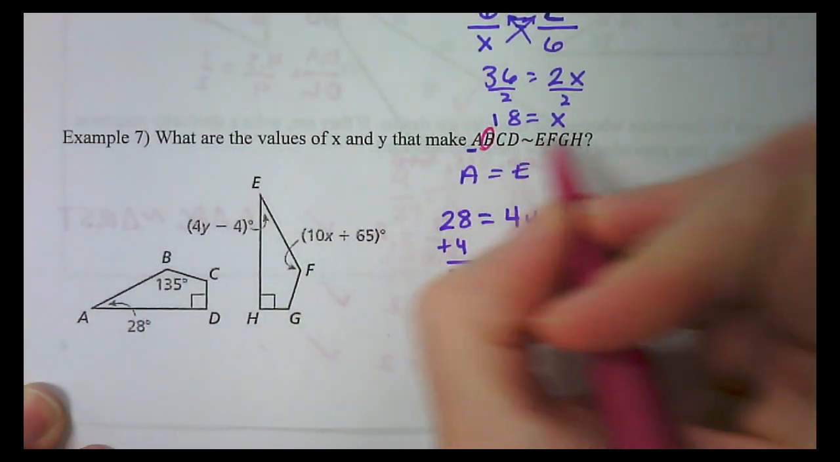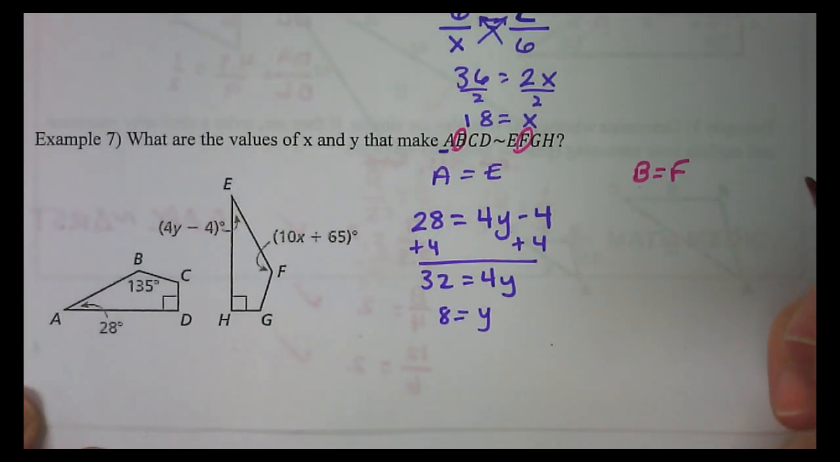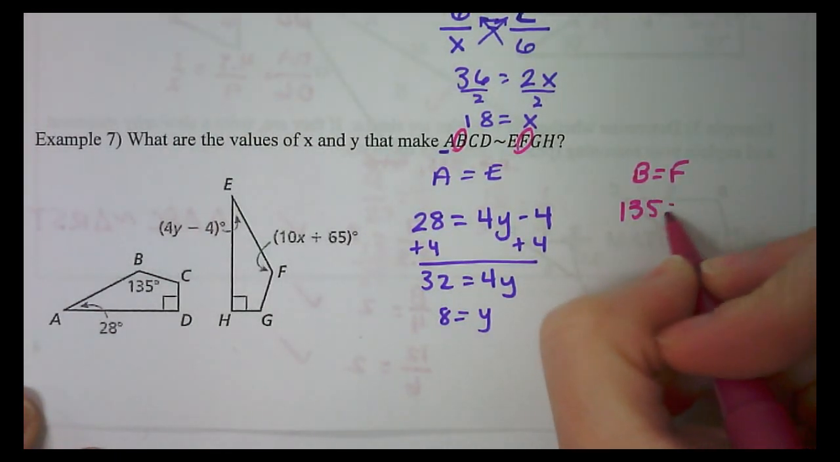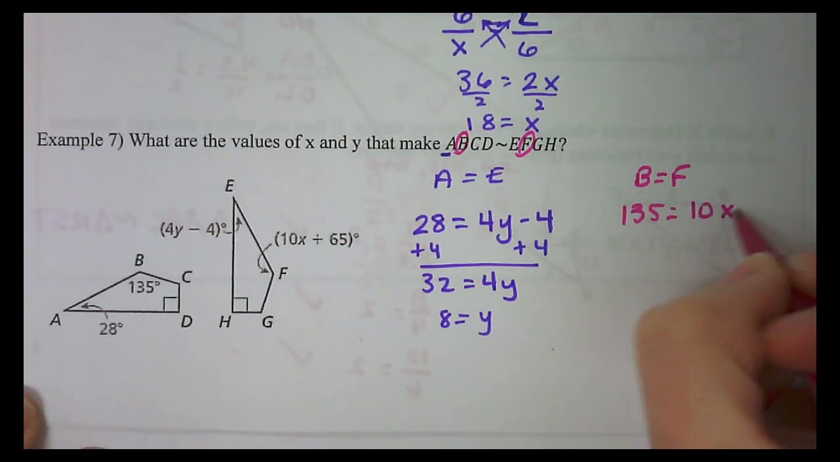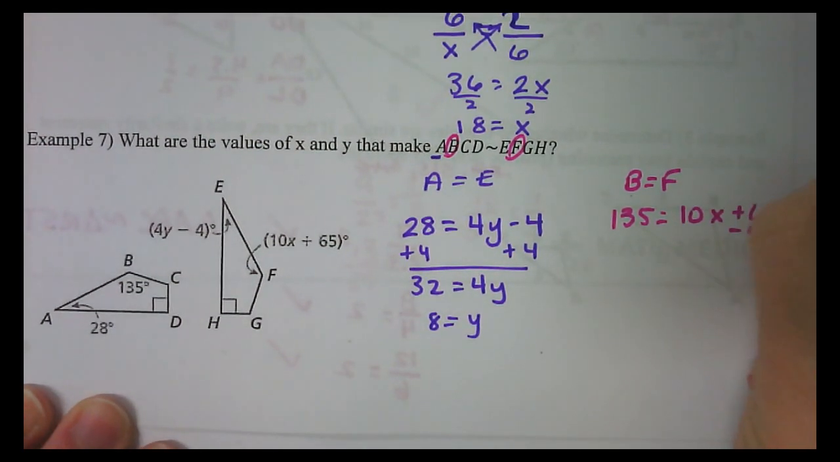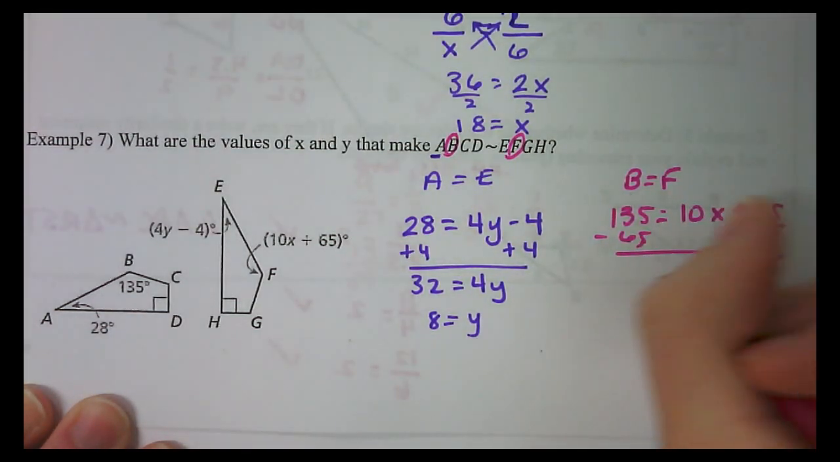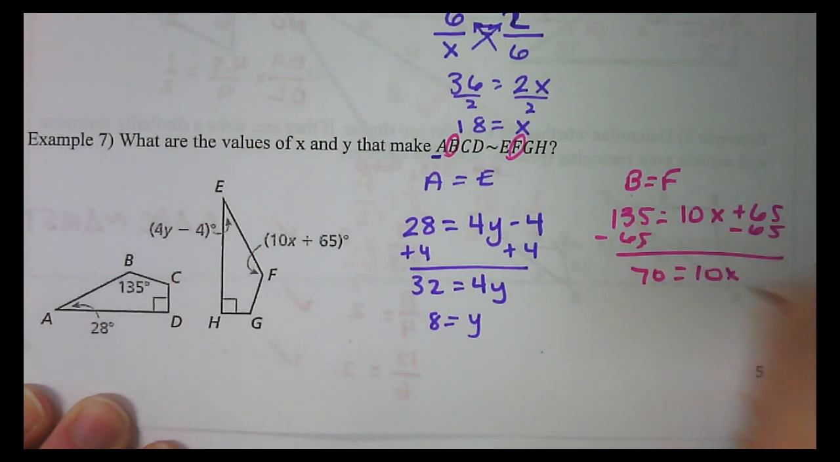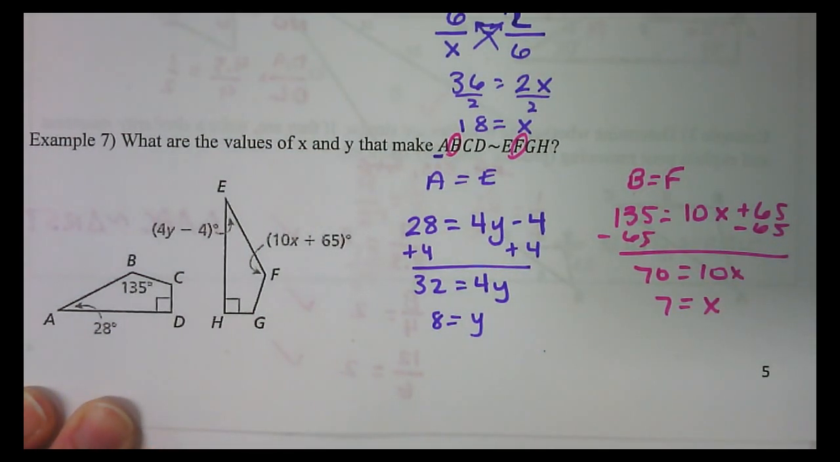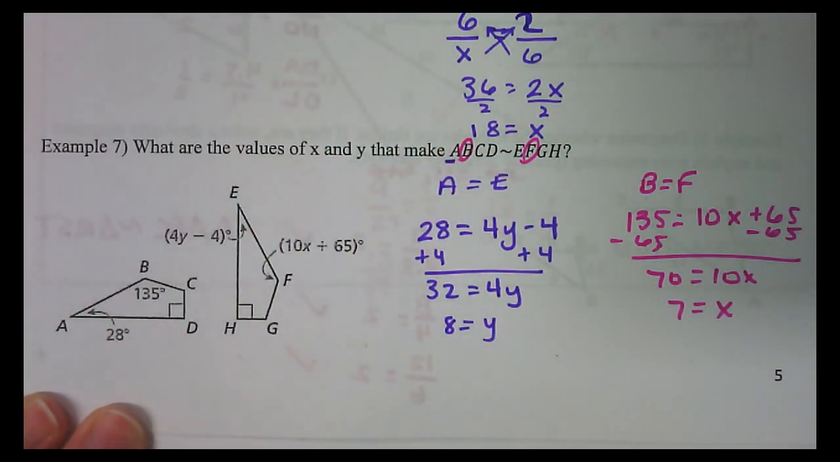B should match to F. So B and F are supposed to be the same. B is 135. F is 10x plus 65. So for our steps, we're going to subtract 35. Subtract 35 gives me 70. And then divide by 10. So x is 7. Okay, so remember, make sure you use these to match up your corresponding parts.